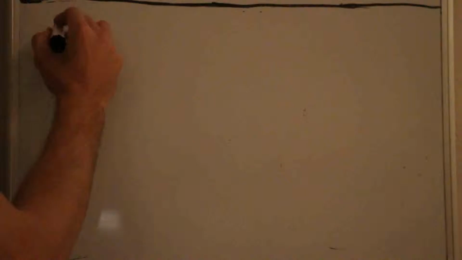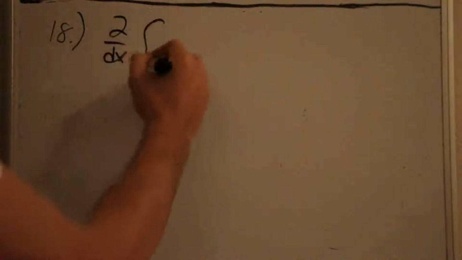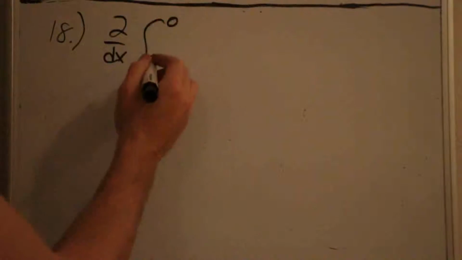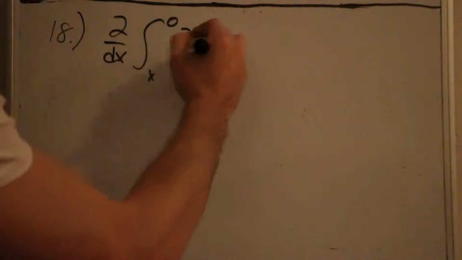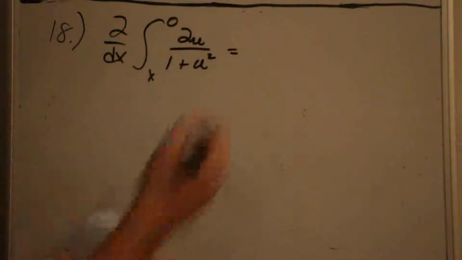Okay, number 18. d/dx of the integral from x to 0 of du over 1 plus u squared equals what?